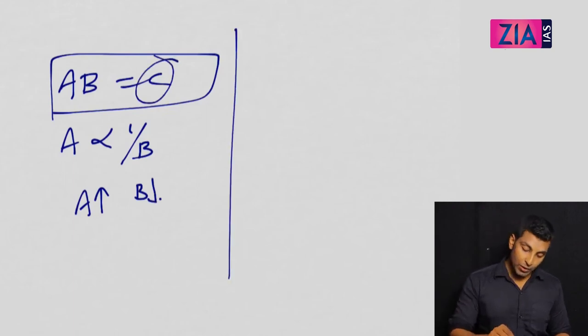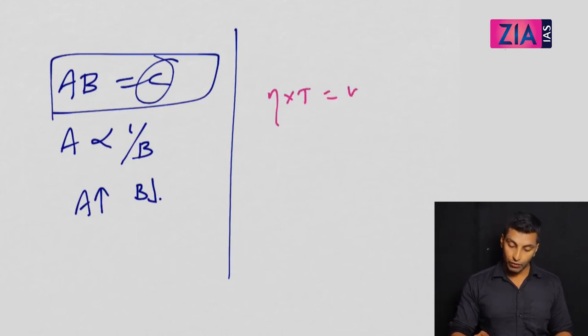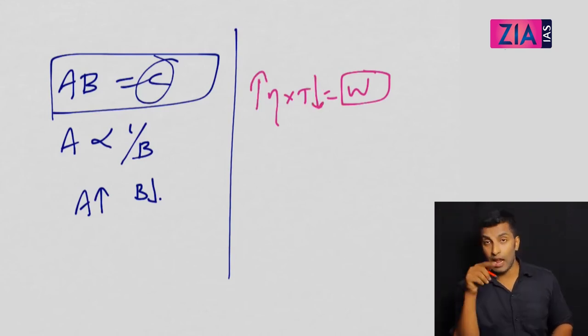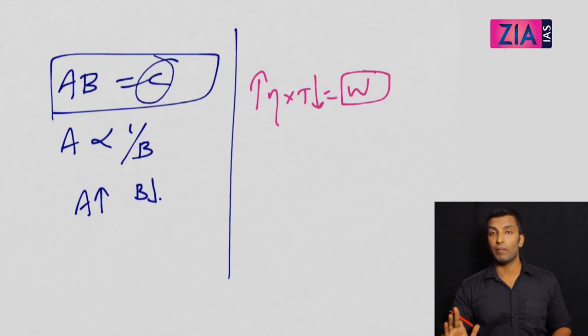Now why I am able to apply this concept here is because efficiency into time is equal to work, and the work will be constant. What will happen? Efficiency will increase, time will reduce. Based on that you'll get the question. Number of men will increase, number of days will come down.